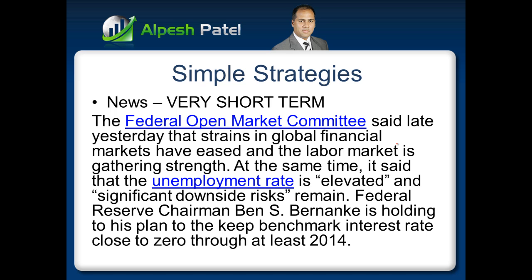Very short-term strategy people will often use where they want to look at fundamentals, not charts, but they don't want to be looking at all the fundamentals. What they'll do is they'll wait for a specific piece of news. For instance, the Federal Open Market Committee, and I'll tell you how you know which pieces of news are important and where you get them from in a second, said late yesterday that strains in global financial markets have eased and the labour market is gathering strength. At the same time, it said that the unemployment rate is elevated and significant downside risks remain. They plan on holding the interest rate. Okay, so that's a piece of news that comes out.